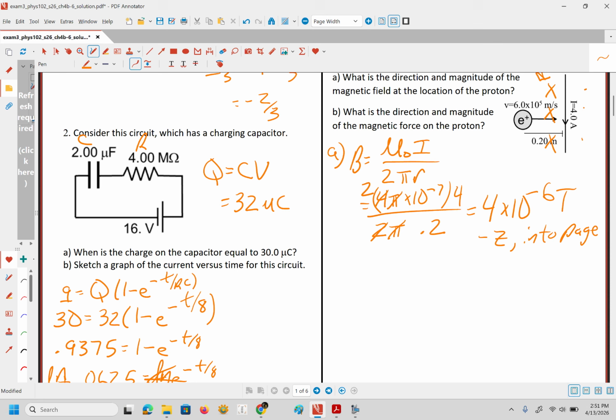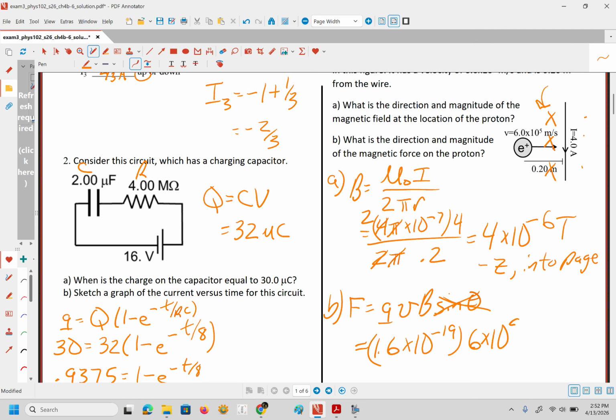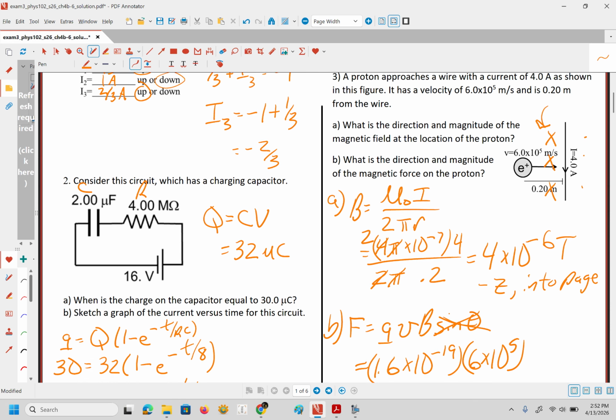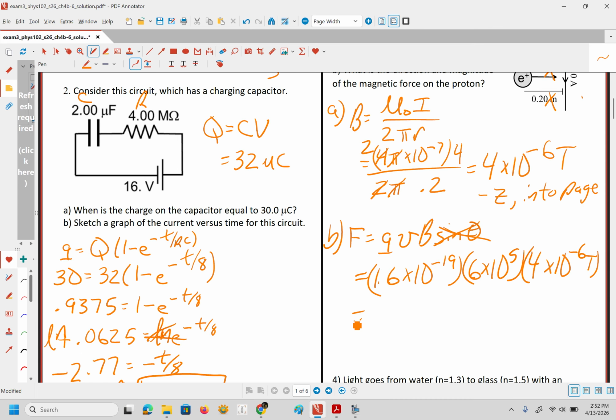Now, what is the direction and magnitude of the force on the proton? So let's find the magnitude first. It's QVB sine theta, although in this case theta is 90, so that just goes away, that becomes 1. The charge on a proton is 1.6 times 10 to the minus 19 coulombs. The speed is 6 times 10 to the 5th. And the magnetic field is 4 times 10 to the minus 6 Tesla. All right, so that's it for the force. I can just take the product of those three numbers.